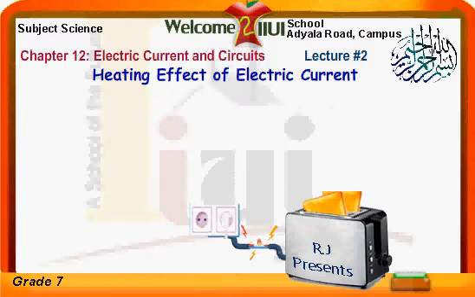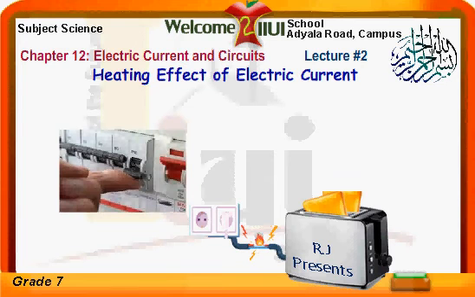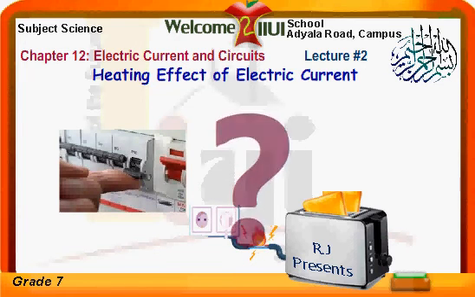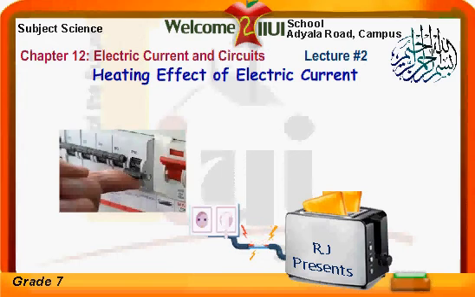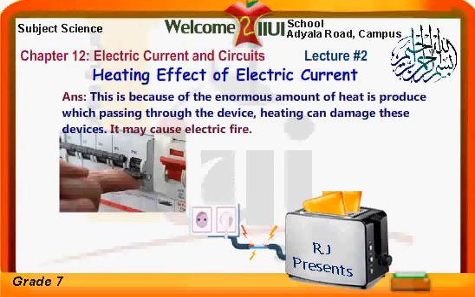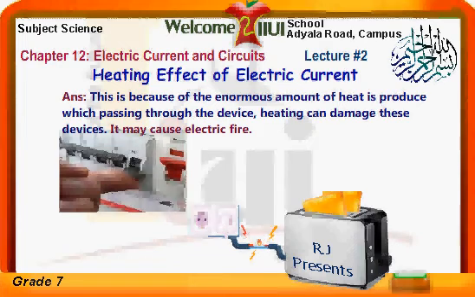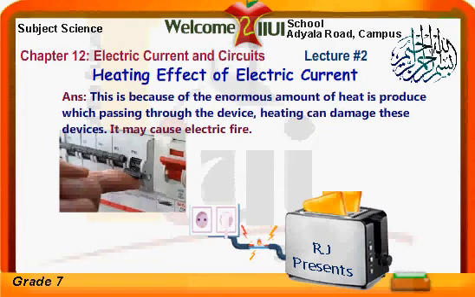Dear students, sometimes you may have seen the situation in your house that the fuse is blown off and the electric supply is cut off. Can you tell the reason for this? Students, this is because an enormous amount of heat is produced when current passes through the device. Heating can damage these devices. It may cause electric fire.